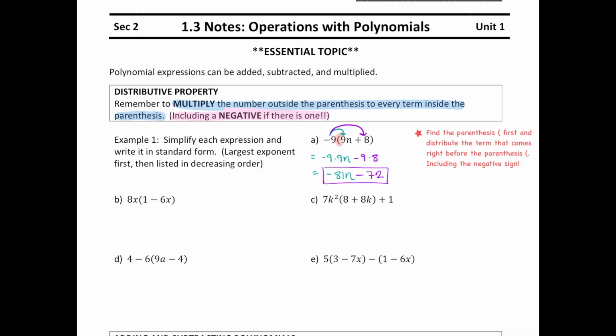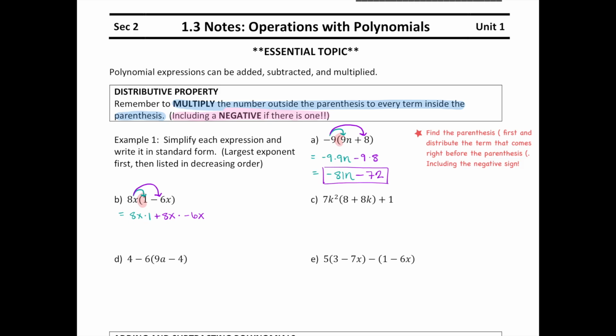For this example, find the left open parentheses first, and take the term that comes right before it and distribute it through. And so the 8x is distributed to the 1. And distribution means multiply, so 8x times 1. And then the 8x is distributed to the negative 6x, right? Subtraction can sometimes be thought of as negative, so this is actually a negative 6x. And so we have a positive 8x. Because there's no sign in front, it's a positive, so that's why we include that positive 8x. And that's being multiplied by the negative 6x.